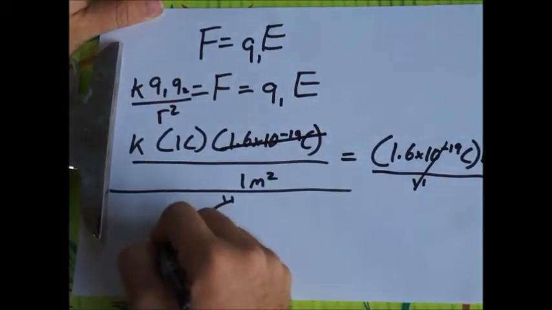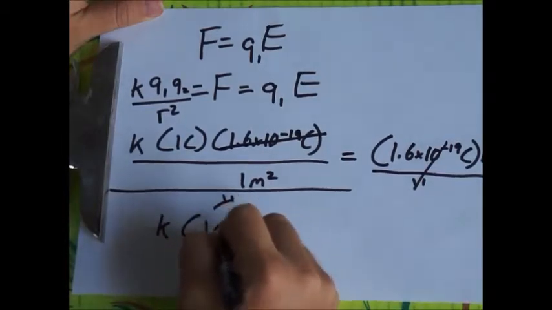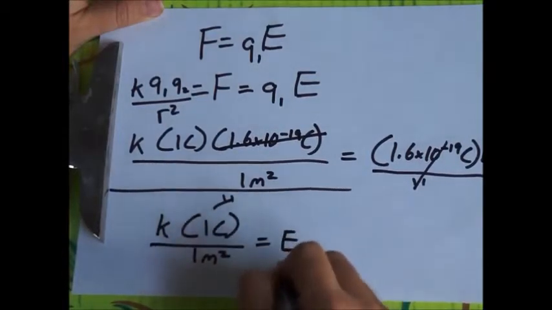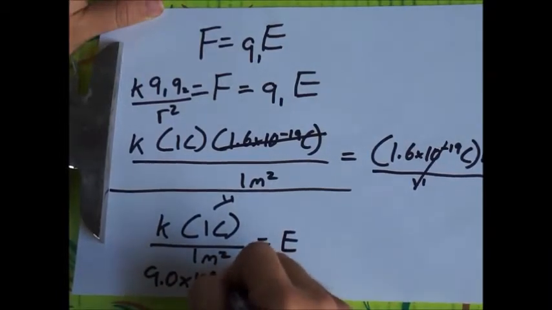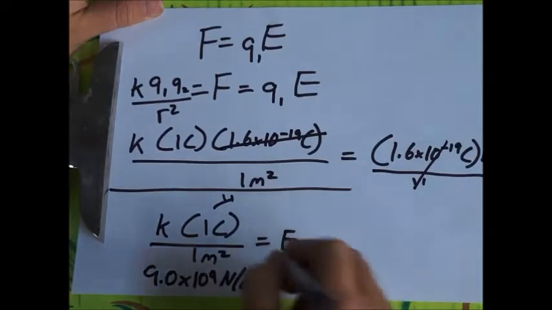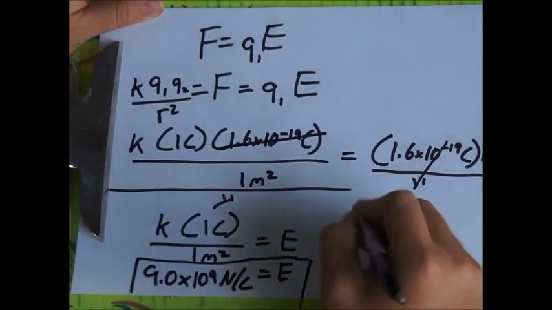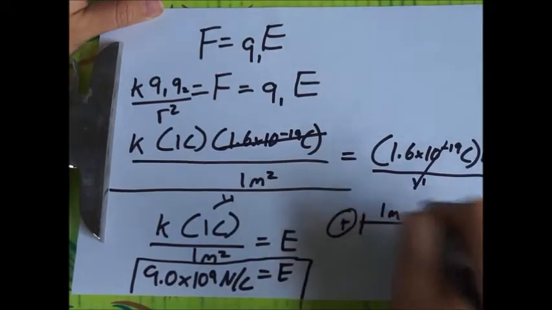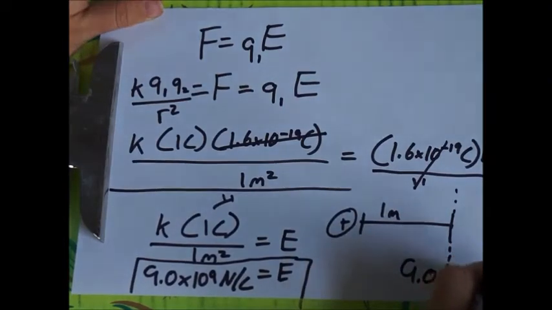Dividing both sides of F equals QE by Q, the charge of the proton, we find that E is equal to 9.0 times 10 to the 9th newtons per coulomb. This means that at 1 meter distance from the 1 Coulomb positive point charge, a 1 Coulomb test charge will experience 9.0 times 10 to the 9th newtons of force.